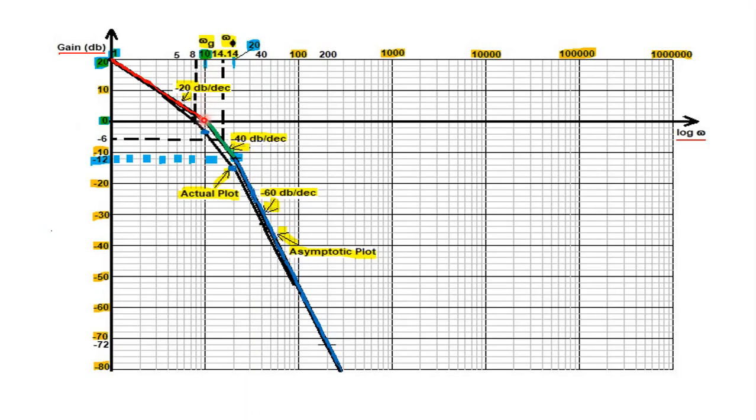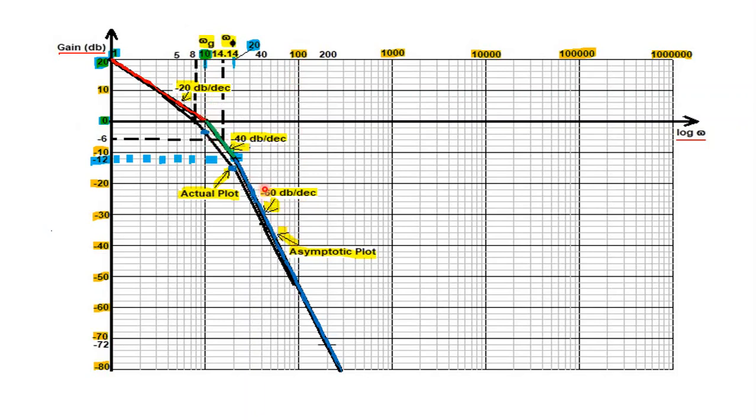it is 0. Therefore, at 10 it is 0 means at 100 it should be minus 40. That is minus 40 dB per decade. Am I right? At 10 it is 0 dB means at 100 it should be minus 40. Then only if we join, it is minus 40 dB per decade.